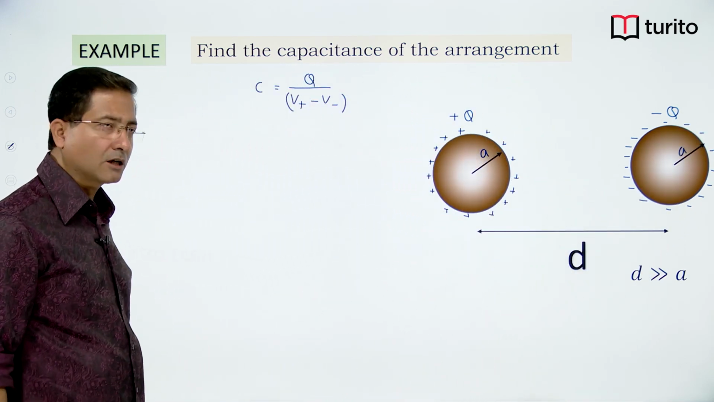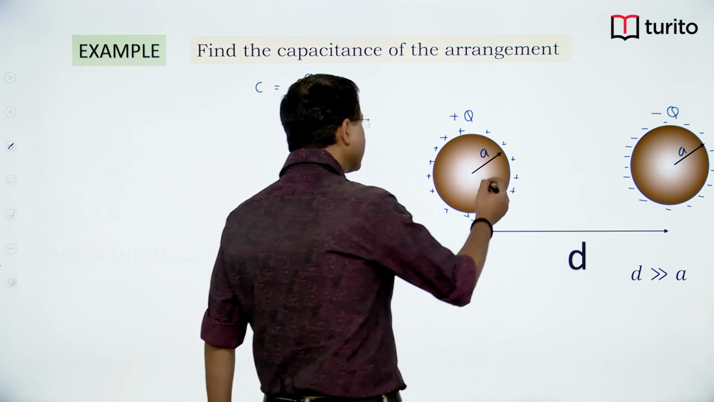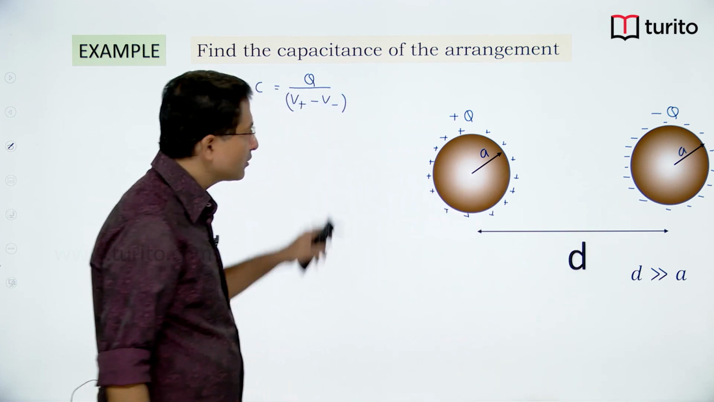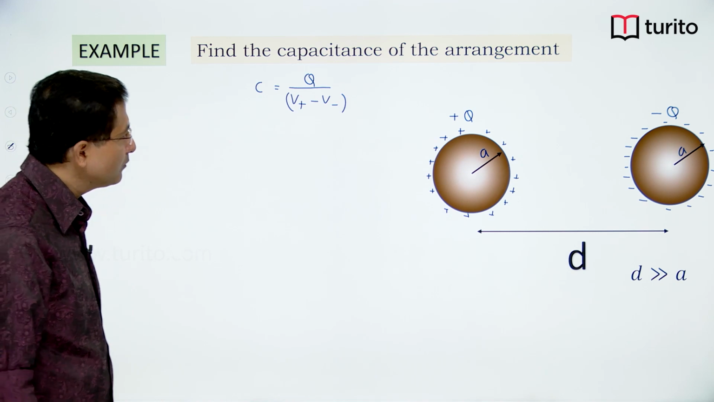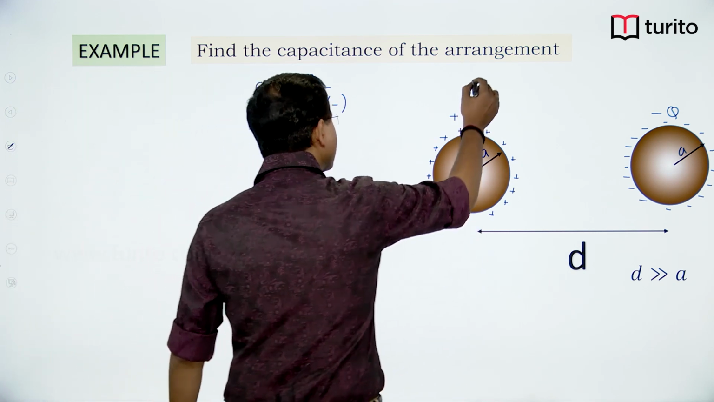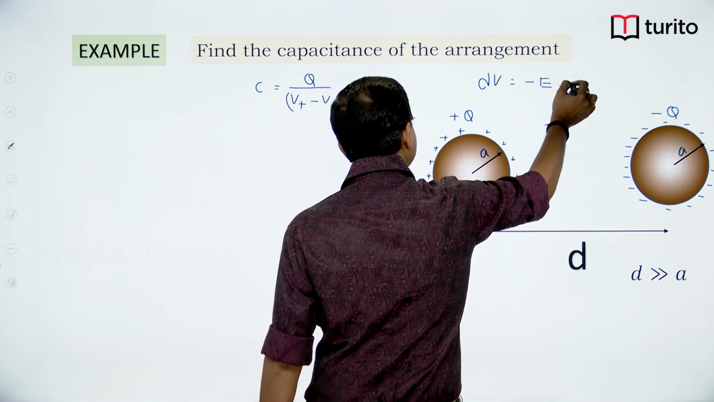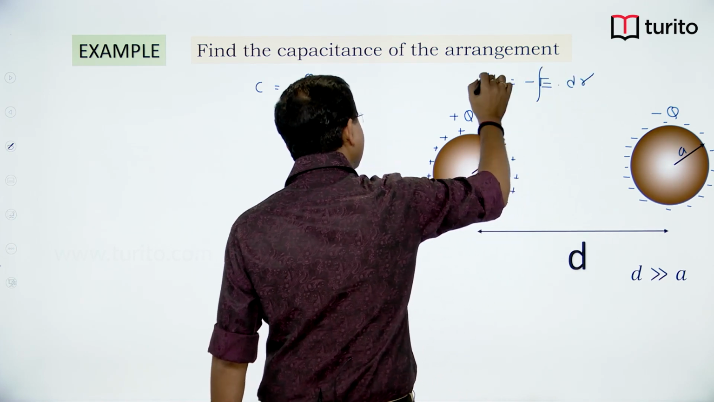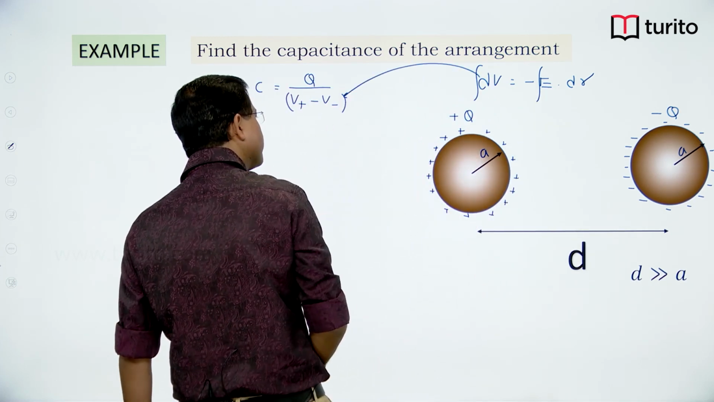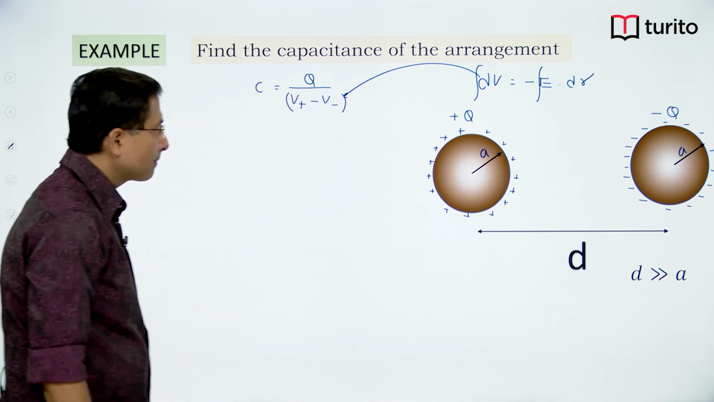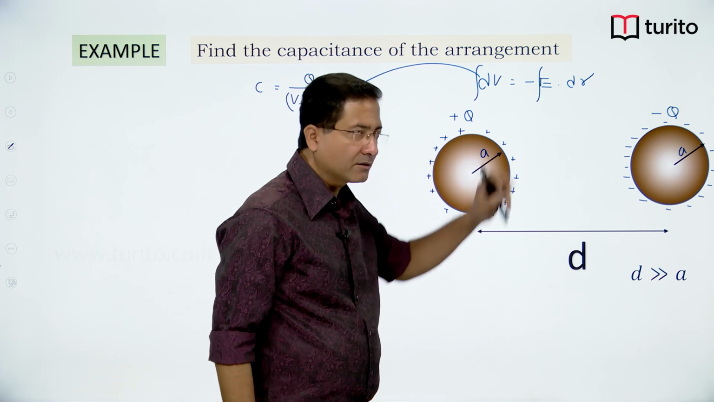So, this way charge will be uniformly distributed, and to get the potential difference, we know the relation between potential difference and field. So, dV is equal to minus E dot dr, we can use, right. So, using this I will get this, right. That means to get the potential difference we require the electric field.